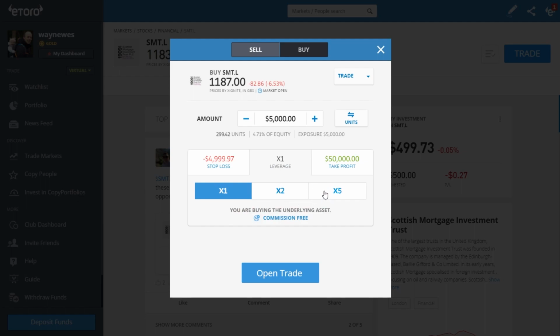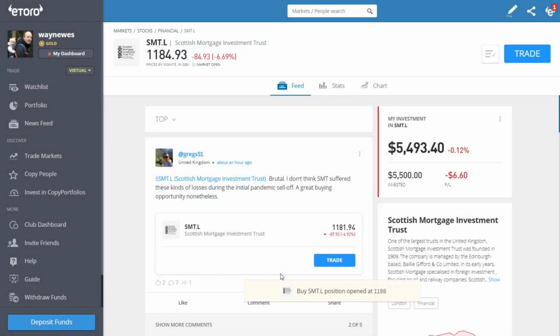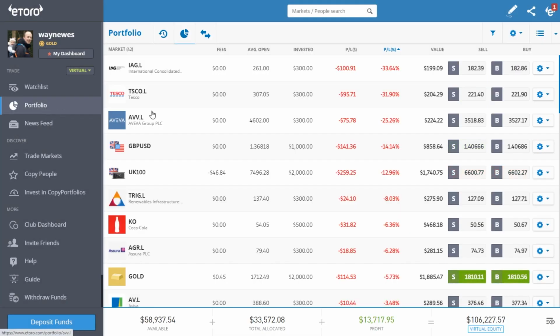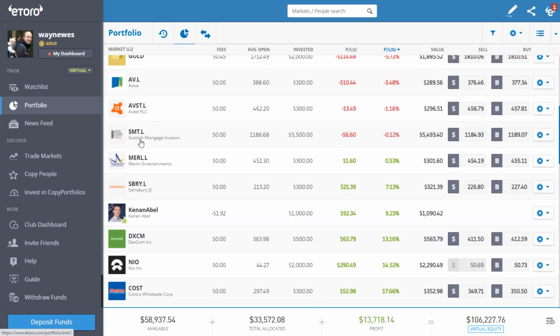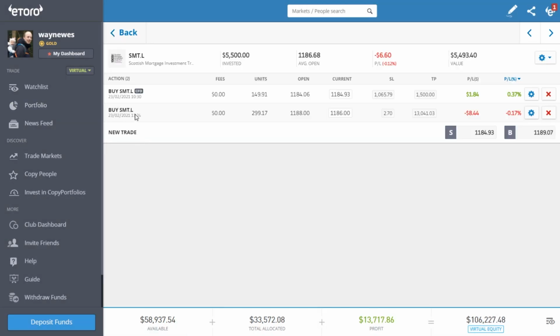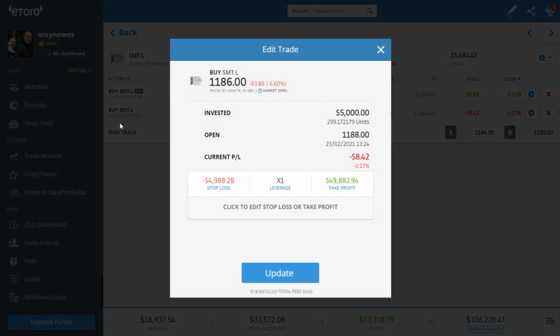There'll also be another video on leverage as well, so I'll leave that video there for your leverage. So once you've decided you've got $5,000, you want to buy it with no leverage, all you do is click open trade. And then you get a little notification here. And then when you click on your portfolio, you should be able to find the position that you've just opened. You see there today's date, today's time. Click on the position, look, there it is.